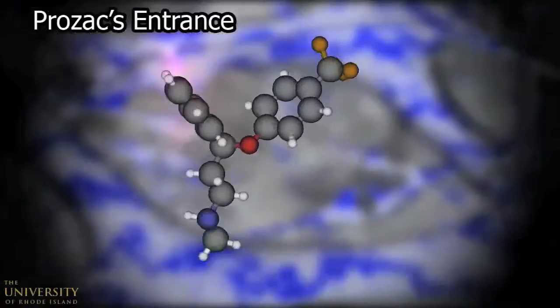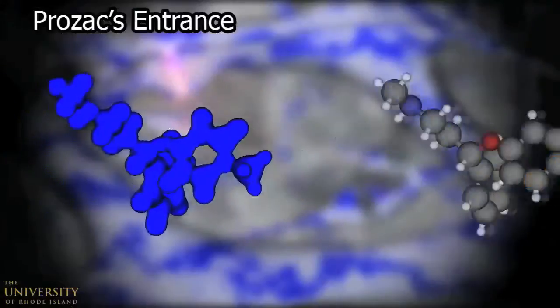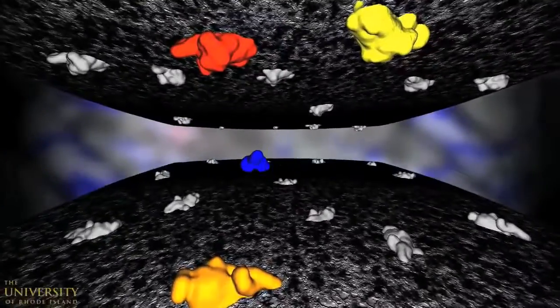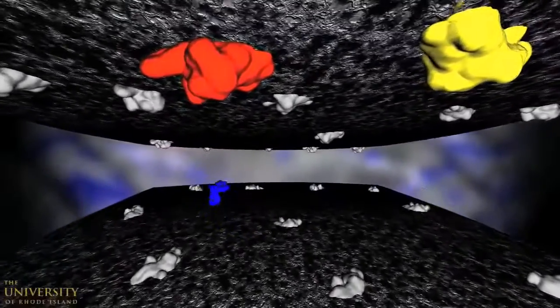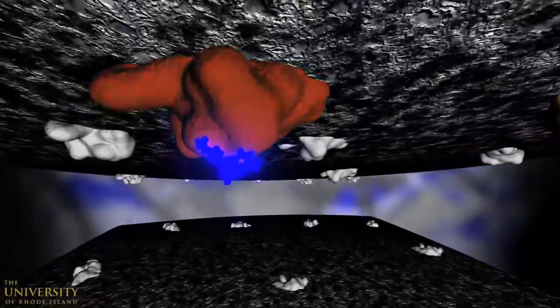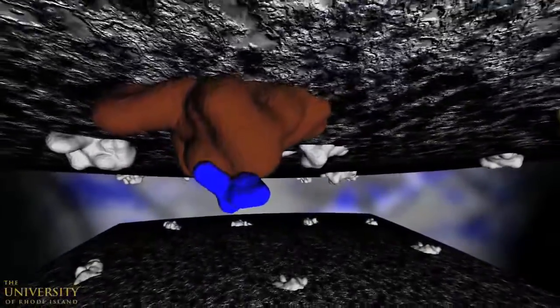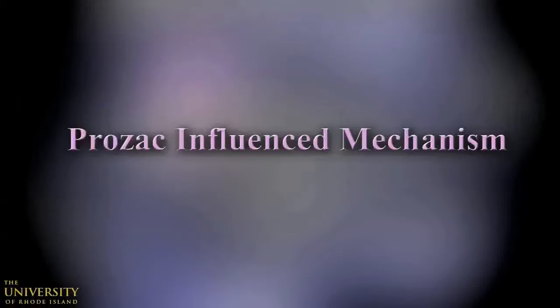This is Prozac, a small chiral molecule. Once Prozac locates and binds to the presynaptic reuptake protein, the protein's gating mechanism is disabled and no longer able to transport serotonin.